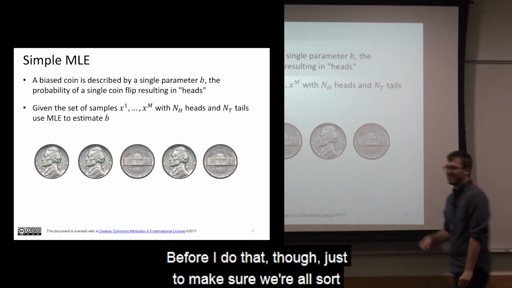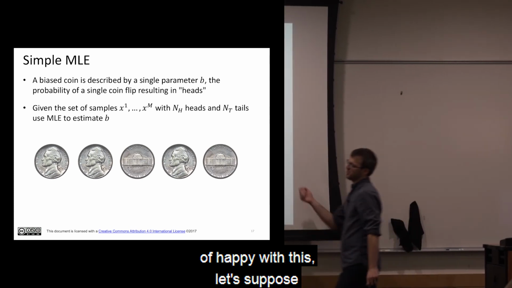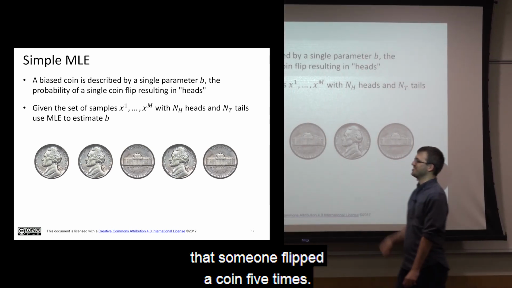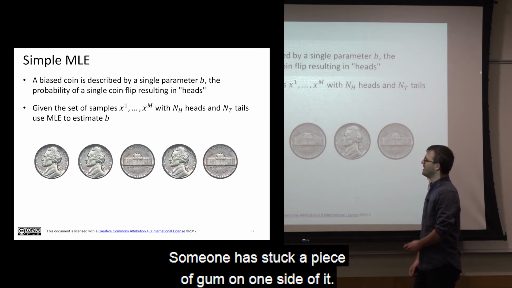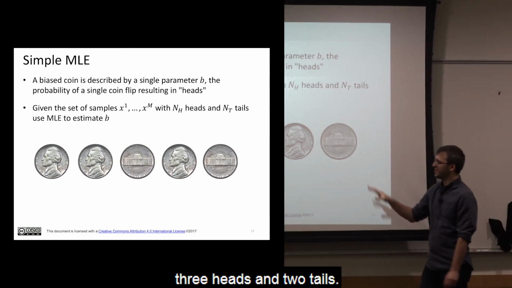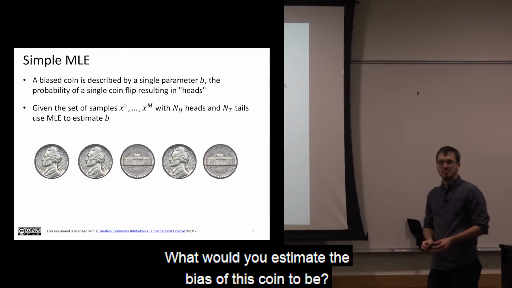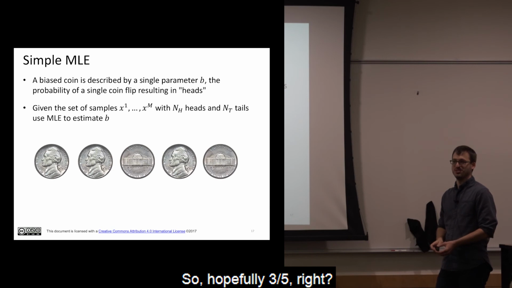Before I do that, though, just to make sure we're all happy with this, let's suppose that someone flipped a coin 5 times. In this case, it's a nickel. Let's suppose it's a biased nickel. Someone stuck a piece of gum on one side of it. And your coin flips came out like this, 3 heads and 2 tails. What would you estimate the bias of this coin to be? 0.6. Hopefully 3/5.